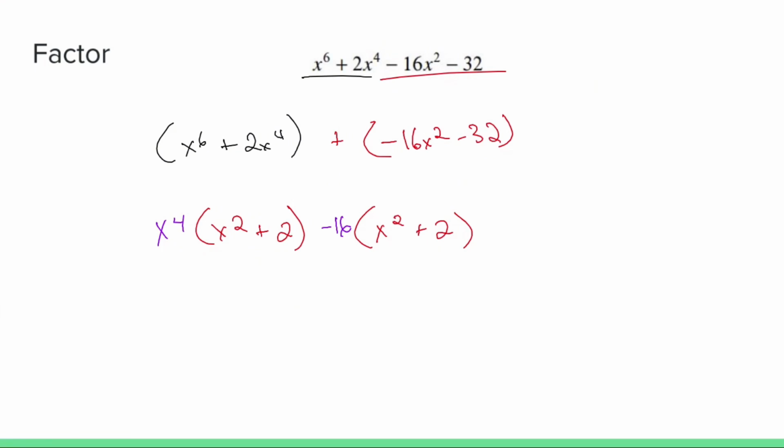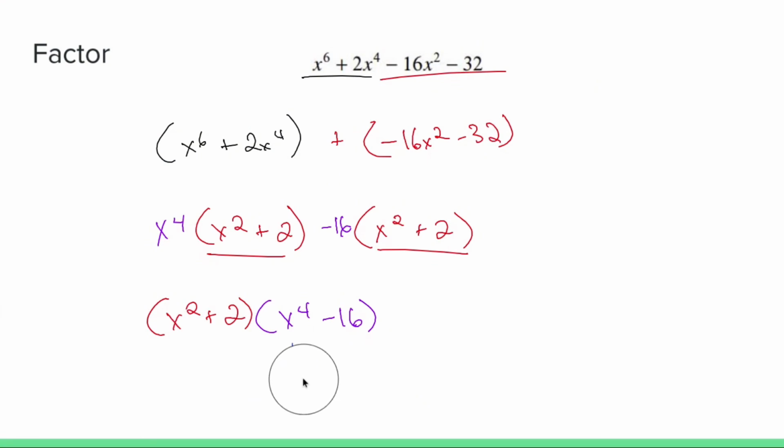All right. So it looks like in common in both of these groups I have an x squared plus 2, so let's pull that out. Now what I'm left with here is x to the 4th minus 16. Now I'm not done, because if you're looking at that and thinking difference of squares, you're absolutely thinking correctly. Let's keep it nice and clean.